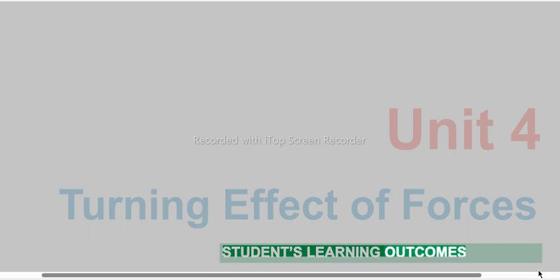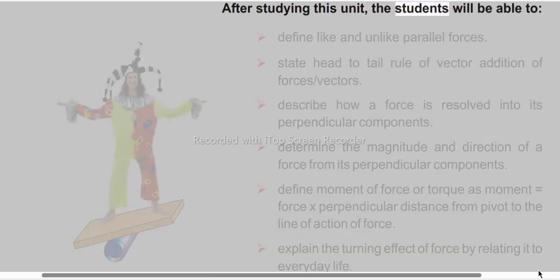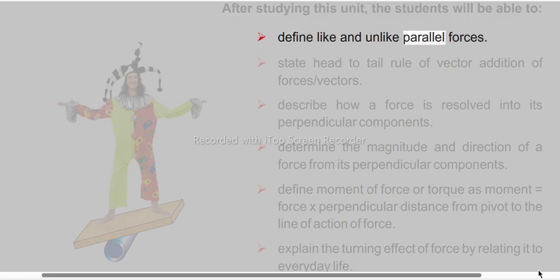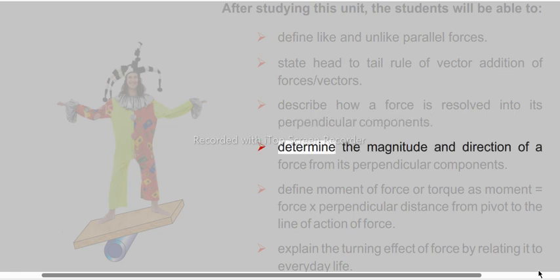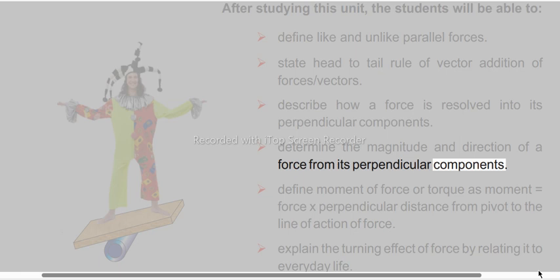Students' learning outcomes. After studying this unit, the students will be able to define like and unlike parallel forces. State the head-to-tail rule of vector addition of forces, vectors. Describe how a force is resolved into its perpendicular components. Determine the magnitude and direction of a force from its perpendicular components.